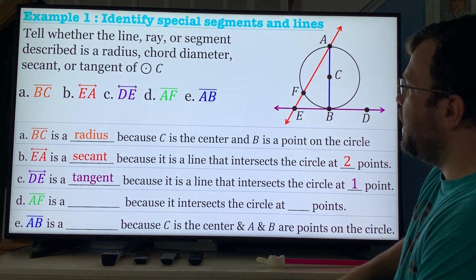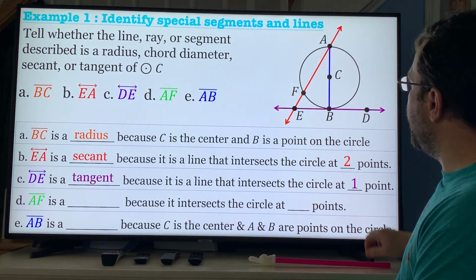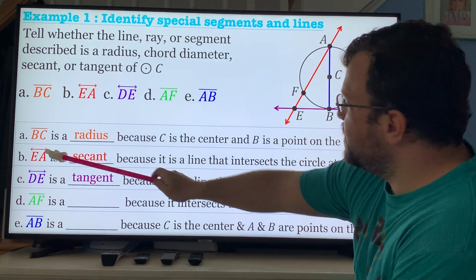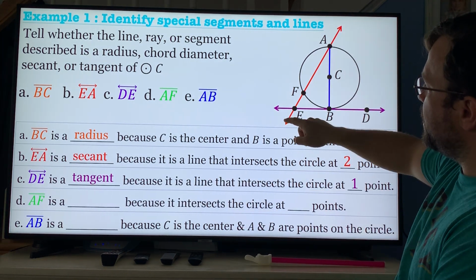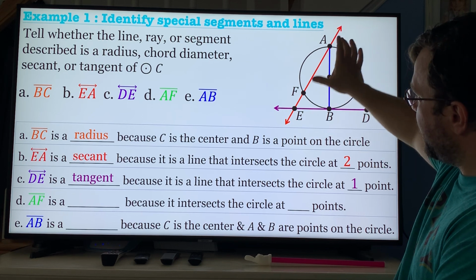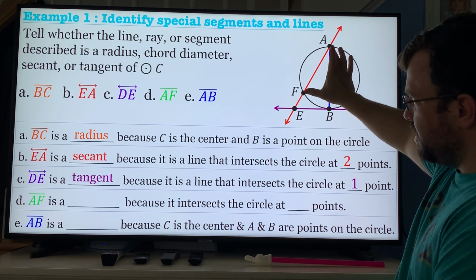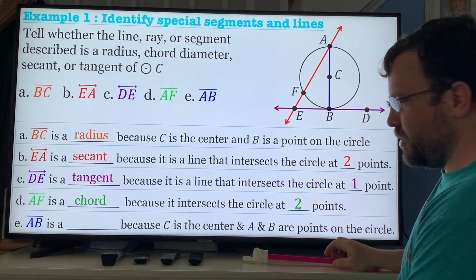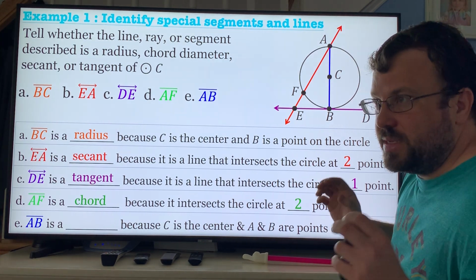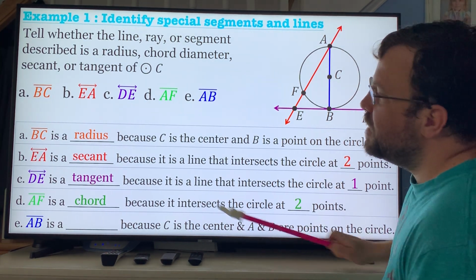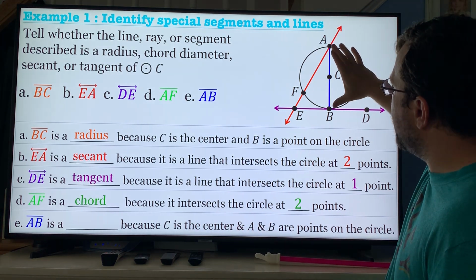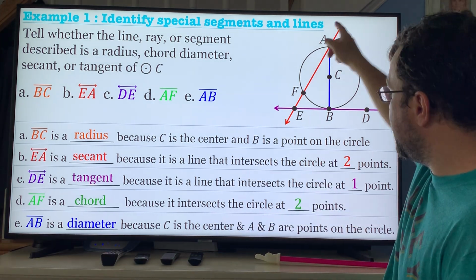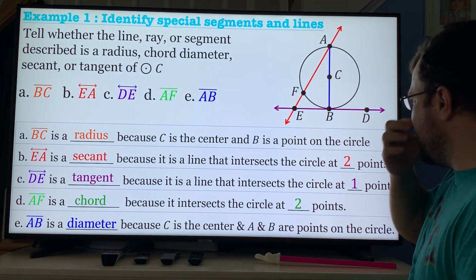All right. AF, and since there's a segment symbol above it, it's segment AF. So from A to F. Now the difference between this AF and this AE, even though they're part of the same thing: AE is the line, while AF is a segment, so it's just from here to here. That means it is a chord because it intersects the circle at 2 points. Just like a secant, but it stays inside the circle. Segment AB. What's that? That's also a chord, but it's also a diameter because C is the center and it passes through it, and A and B are points on the circle.